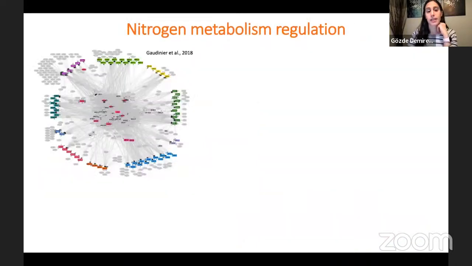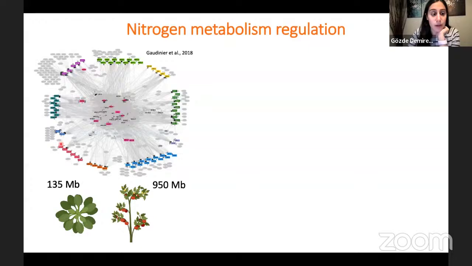I'm going to try to not go into so much detail here, but I'm initially focusing on the nitrogen metabolism regulation. And I know this looks very complex, but what I'm showing is actually, this is in Arabidopsis. This is a gene regulatory network in the center showing transcription factors regulating a lot of different genes. And this is only for the nitrogen. So all I'm trying to show here is that this is a very complex network of genes and proteins in Arabidopsis. And as we all know, Arabidopsis is one of the smallest genome plants with only 135 million base pairs.